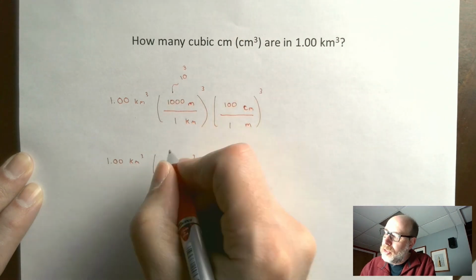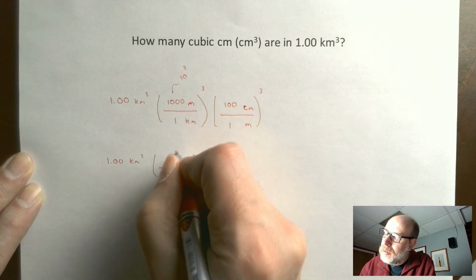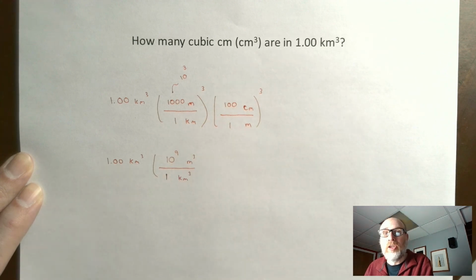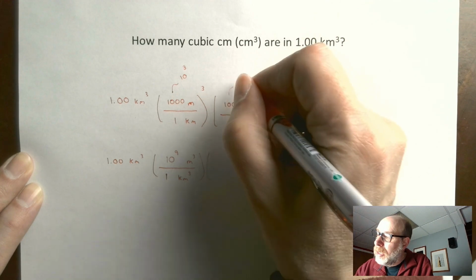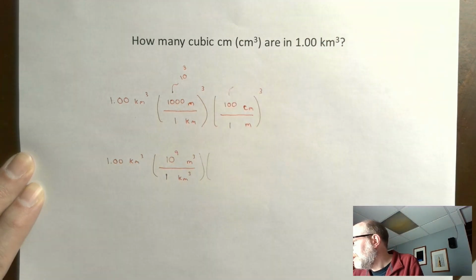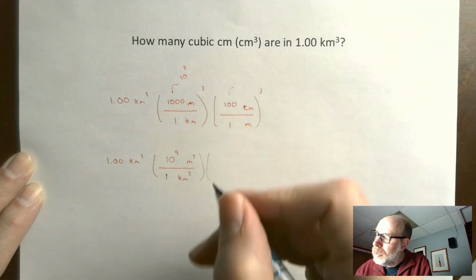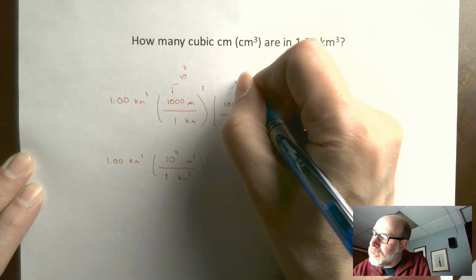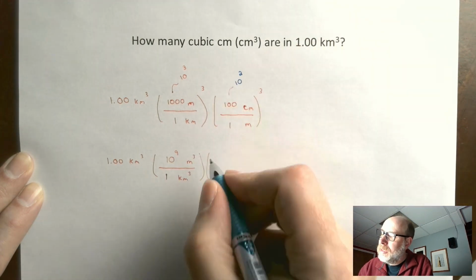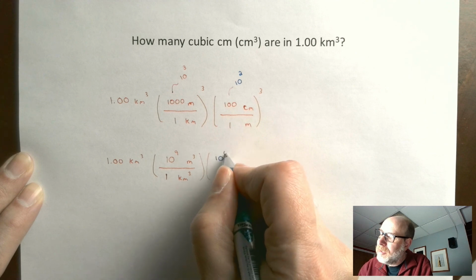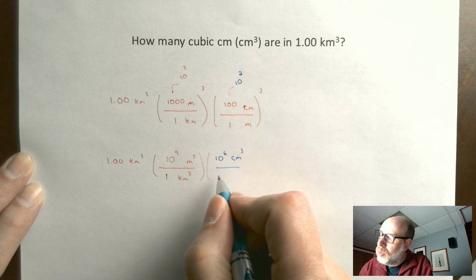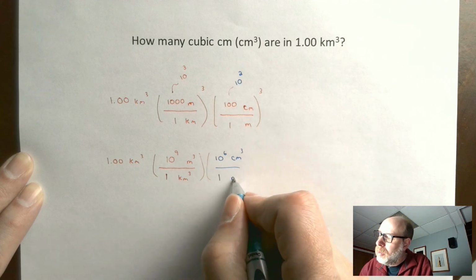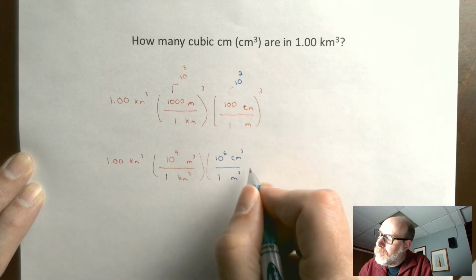10 to the third cubed is 10 to the 9th. You may not know that. You may need to use a calculator. That's okay. Go ahead and use a calculator to do that. Here I know that 100, and my pen is dying, so I'm switching to this blue one, 100 is 10 squared. 10 squared cubed is 10 to the 6th. Centimeter cubed is centimeter cubed. 1 cubed is 1. The unit meter cubed is meters cubed.